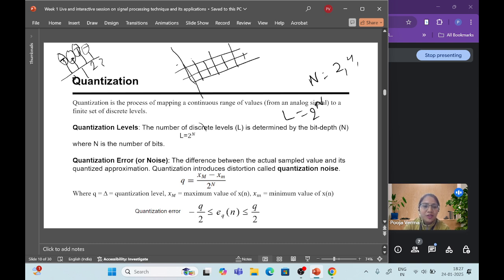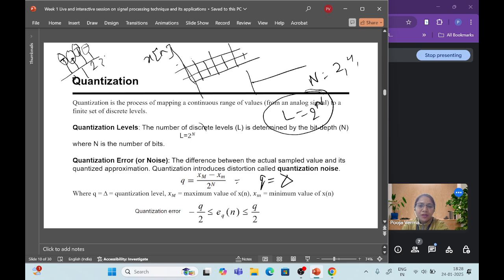That means the difference between the actual sampled value and its quantized approximate. When we approximate the signal, there will be some mismatch between the actual value and the assumed value, the quantized approximation. This is called the quantization error, and it is represented by Q or delta. This is called the quantization level, where Xm, capital M, is the maximum value of Xn. This is the Xn signal.